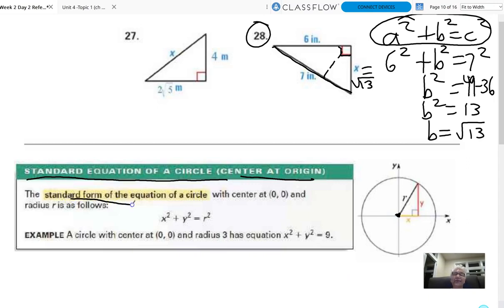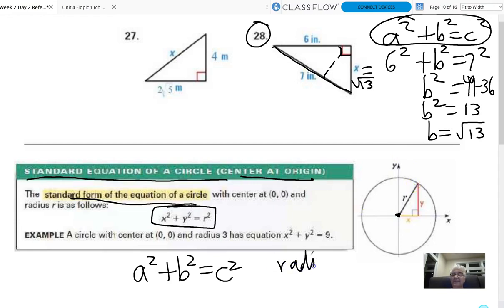Look at the standard form of the equation of your circle. It's x squared plus y squared equals r squared. Look how similar that is to a squared plus b squared equals c squared. And remember that I told you the radius equals the hypotenuse. So I'm already making connections between the circle and the right triangle.